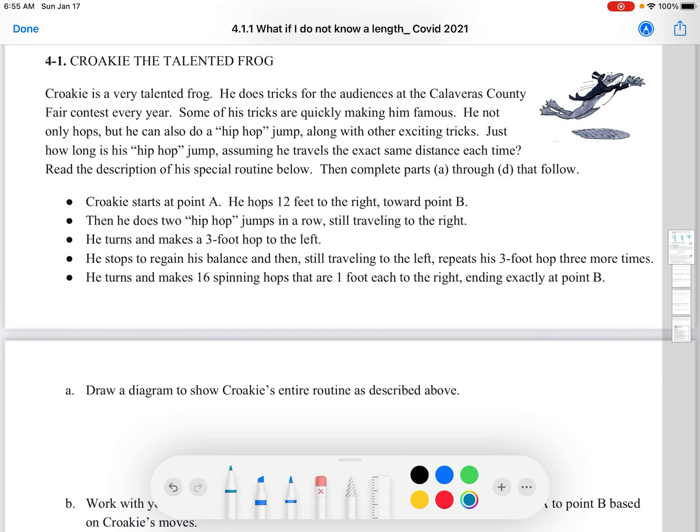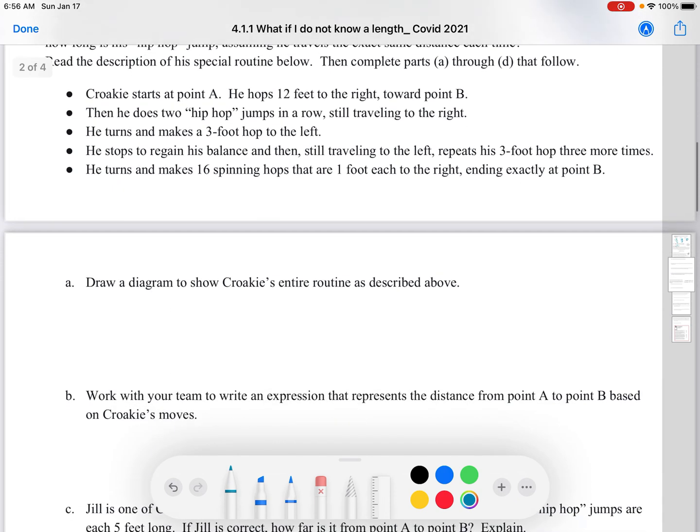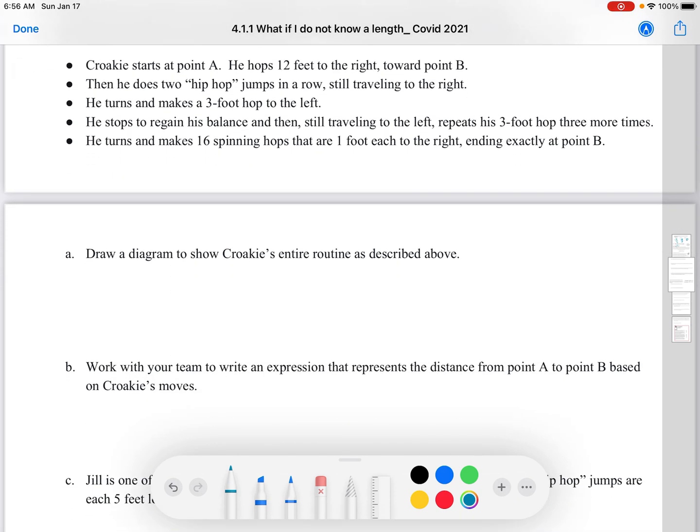Croaky starts at point A. He hops 12 feet to the right toward point B. He then does 2 hip-hop jumps in a row, still traveling to the right. He turns and makes a 3-foot hop to the left. He stops to regain his balance, then still traveling to the left, repeats his 3-foot hop 3 more times. He turns and makes 16 spinning hops that are 1 foot each to the right, ending exactly at point B. Okay. Don't worry about where point A and point B are in here.